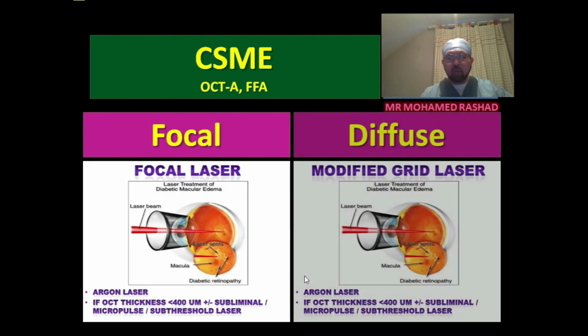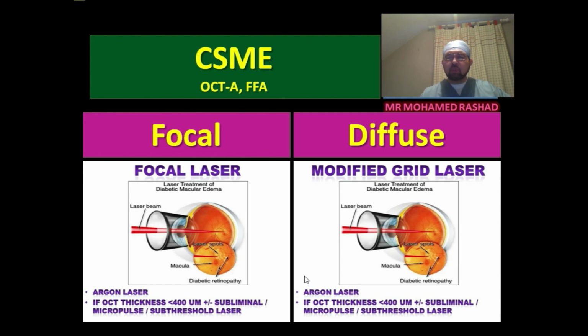If it is clinically significant macular edema, we can use OCTA now or fluorescein fundus angiography to exclude any ischemia, but we can do the focal or the diffuse laser according to whether it is focal or diffuse edema, and you can use the argon laser or double frequency YAG or any kind of machine. And now there are new advances in laser treatment by using subliminal or micropulse or sub-threshold laser, which all are the same, but it's just using power which is less than the usual power of the laser to activate the RPE without doing damage to it.